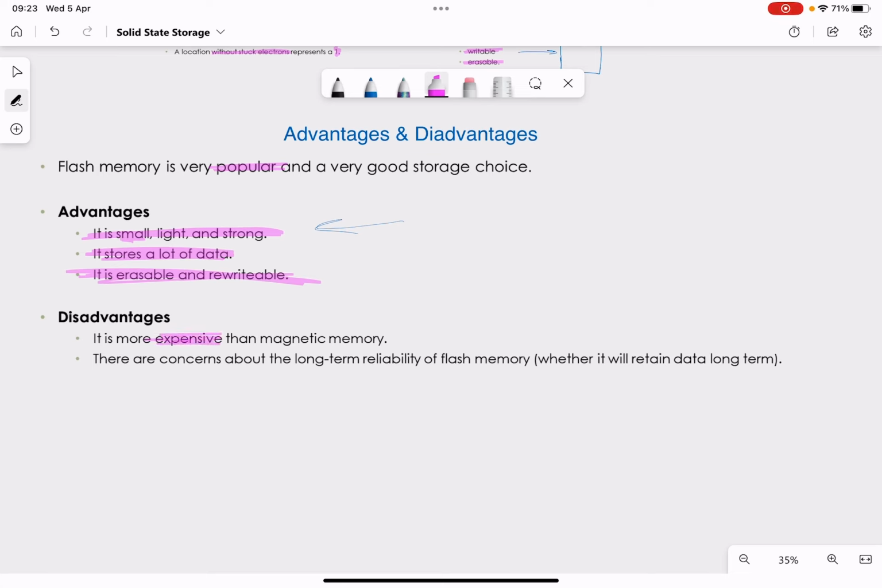Some disadvantages, the big one is it's expensive. Things always come down to cost. If something's more expensive, that is never a good thing. And there are some slight concerns about how long it will hold. So if you look at magnetic storage, magnetic tape, magnetic hard drives, they are time tested and they've been around for a long time, and we know data will stay there. This is a newer technology, so there is a little bit of concern, not a massive amount, of how long it could keep the data.